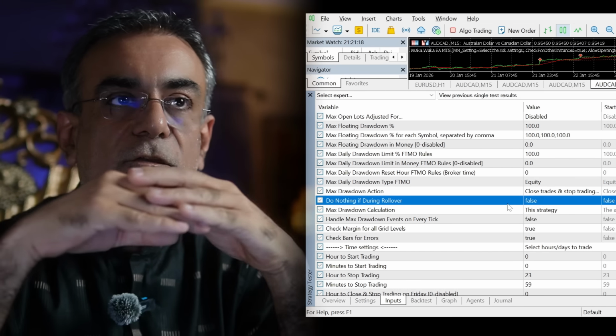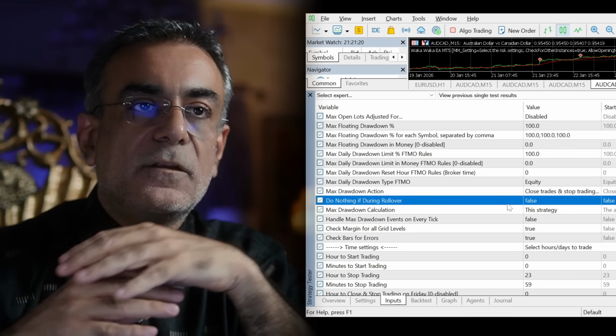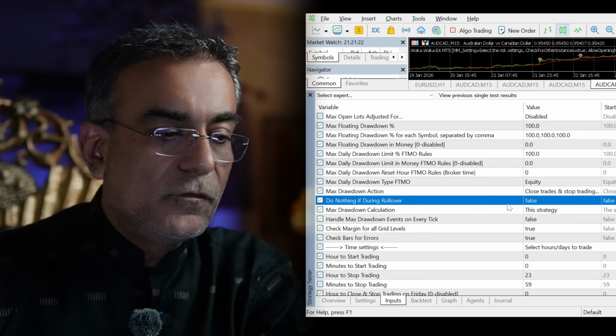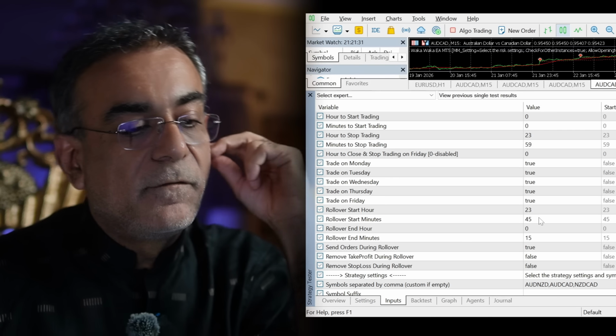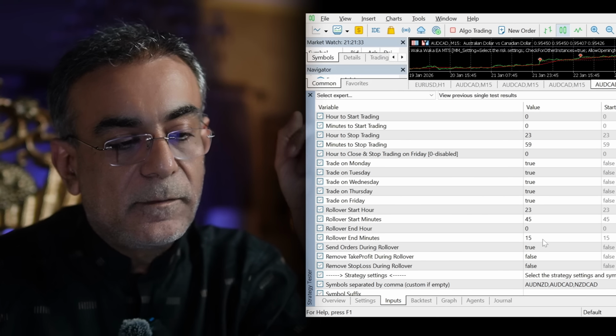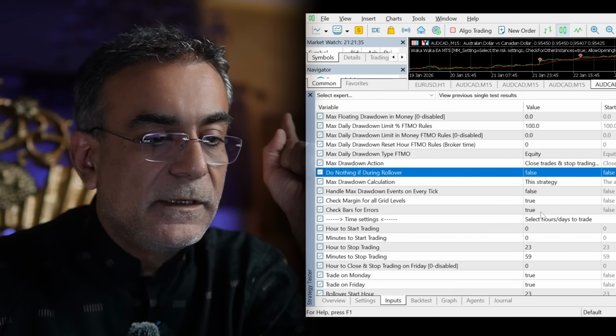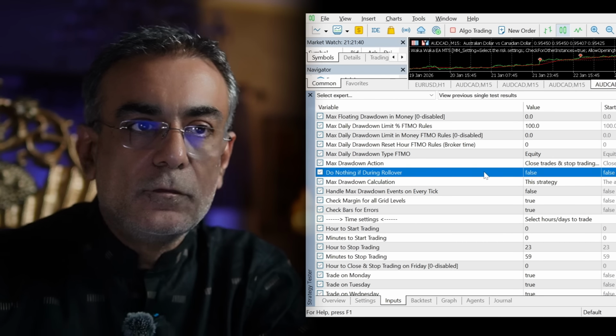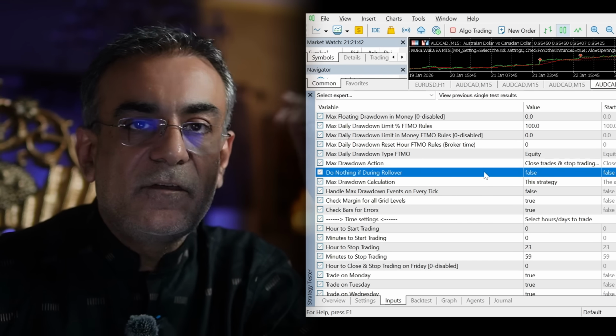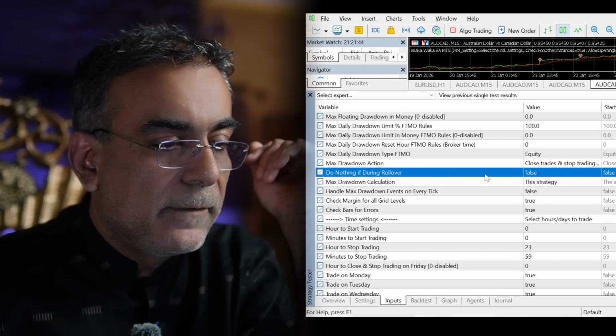And then the rollover, because during the end of the day, the spreads can spike a lot. So you might want to have a rollover period. So from 23:45 until 0:15 the next morning, that's the rollover period, during which you want to stop everything, meaning don't take any trades, don't close any trades because the spreads must be very high.